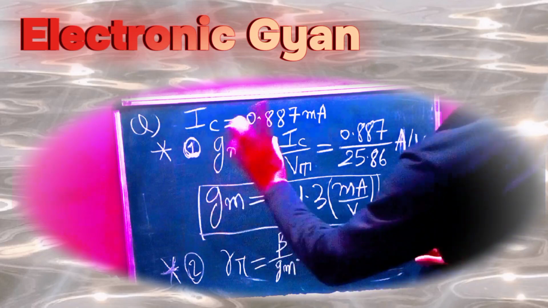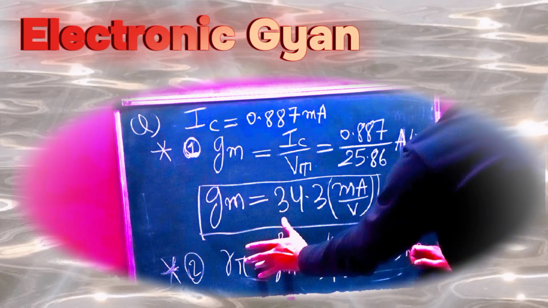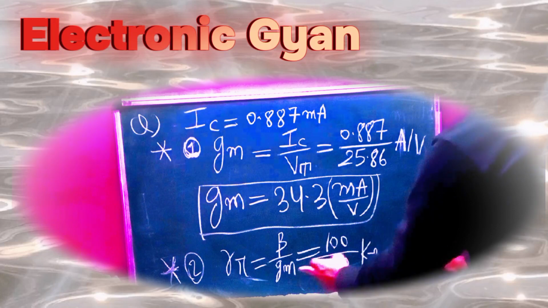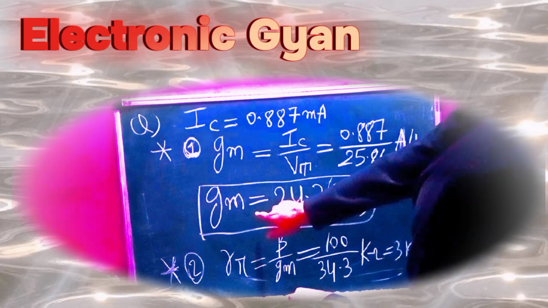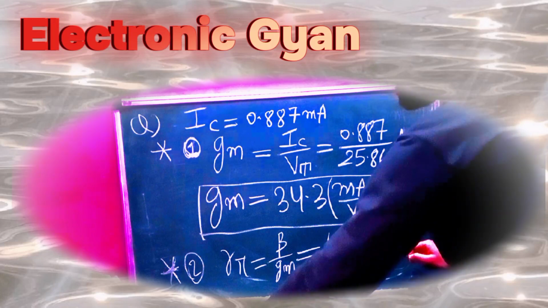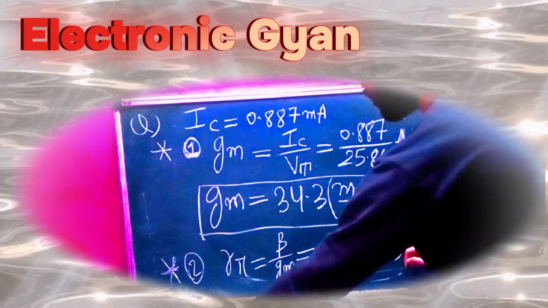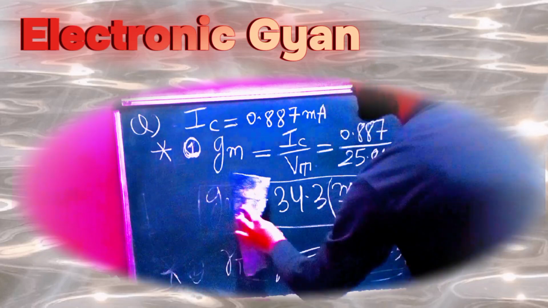Therefore we have obtained the two small signal parameters of an amplifier, which are very important. r pi we got 3 kilo ohm, and Gm we got 34.3 milliampere per volt. Now we are eligible to draw the small signal equivalent circuit.